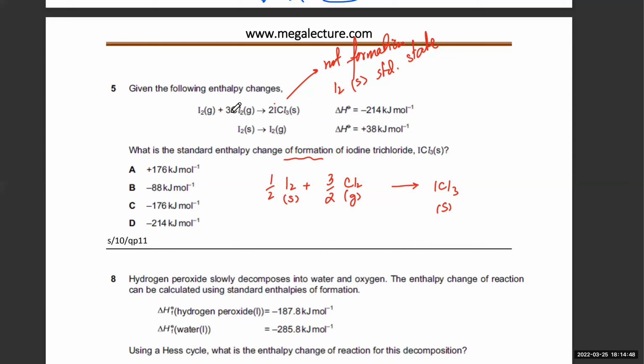If there was bromine, then bromine was a liquid. Okay, so remember the elements have to be in their standard states. This is the enthalpy change of formation. This is what you're looking for. This is what you need to find.